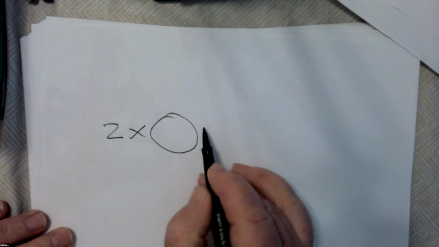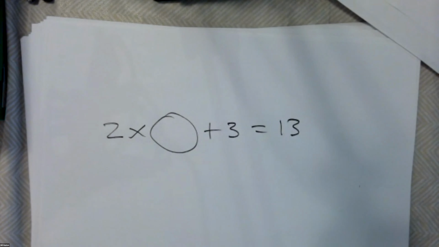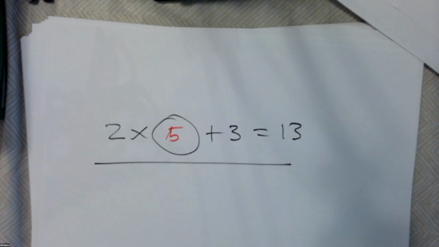You have 2 times a circle, plus 3 equals 13. And then the kids have to guess what number goes in the circle. So they try 1, and then they try 2, then they try 3. They finally get to 5, and they put the little 5 up there, and now they're happy as can be. Well, what does this problem look like as the kids get into junior high in algebra?